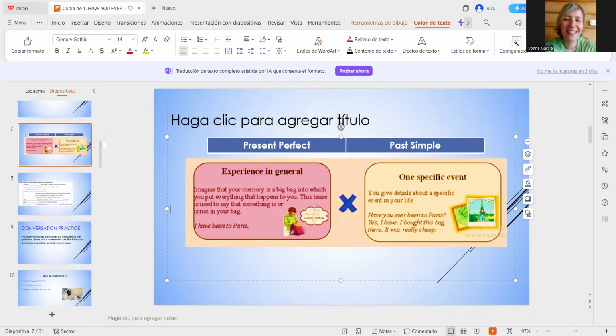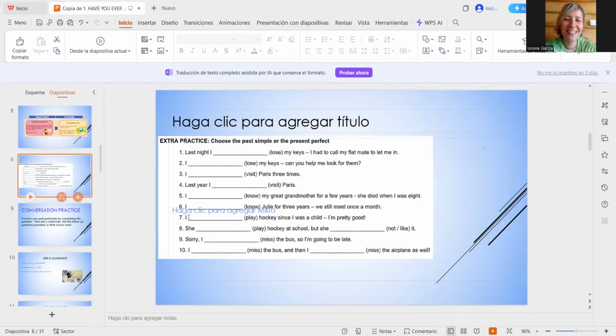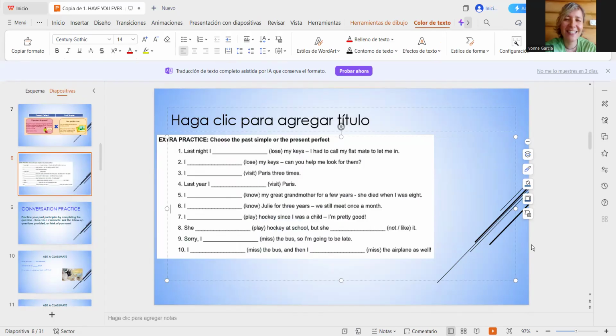And here we have some exercises for you. So what you need to choose here, you have to put the verb and conjugate it, but you need to choose if the present perfect or the past simple. So remember, we have some words that will help us decide if we can use the past simple or the present perfect. So for instance, last night, and the verb is lose my keys. I had to call my flatmate to let me in.